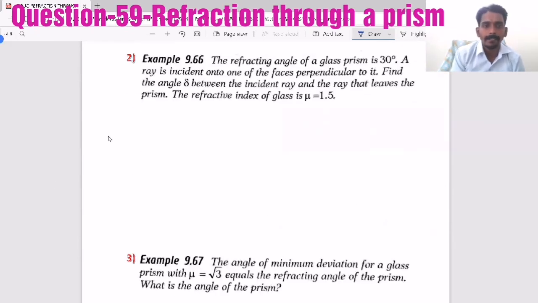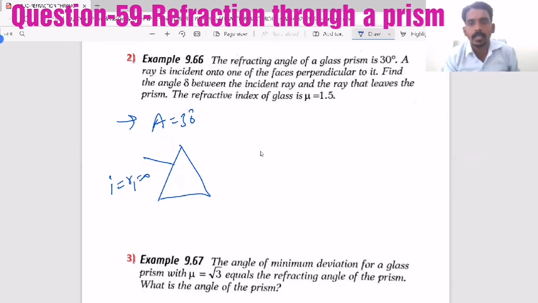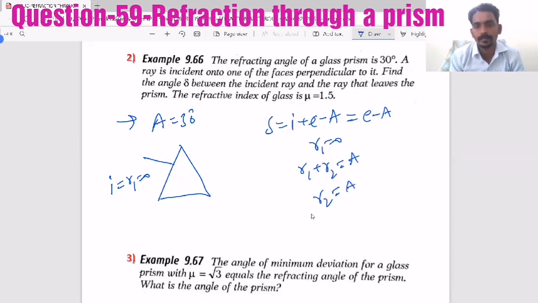Now the next question is, the refracting angle of a glass prism is 30 degrees. A is 30 degrees. Now, perpendicular to it, that means normal incidence now. Normal incidence means I equal to R1 equal to 0. Find the angle delta between the incident ray and the ray that leaves the prism. That means they are asking the deviation. I plus E minus A. I is 0, so E minus A. But as R1 is 0 and R1 plus R2 equal to A, now R2 equal to A.